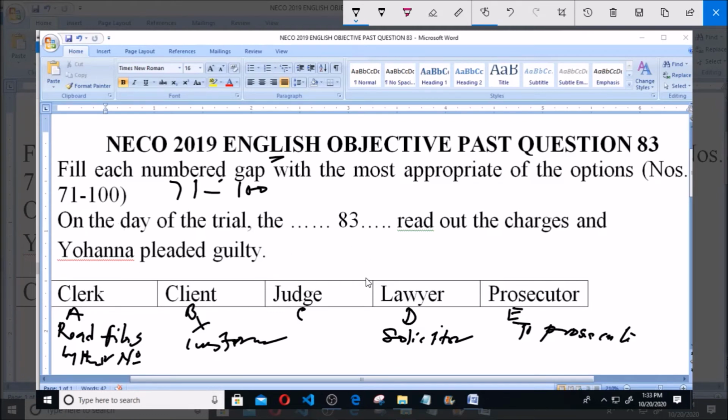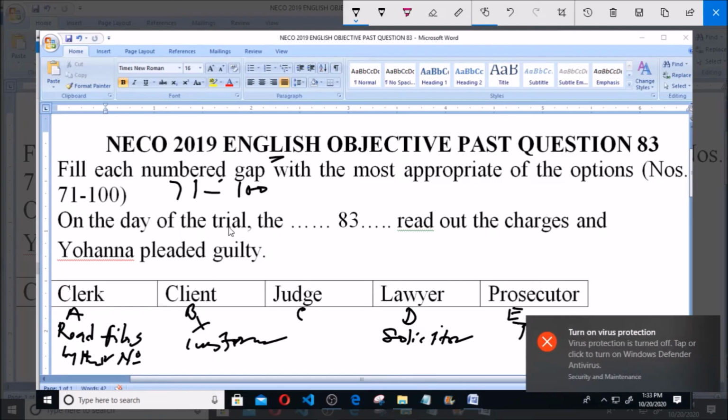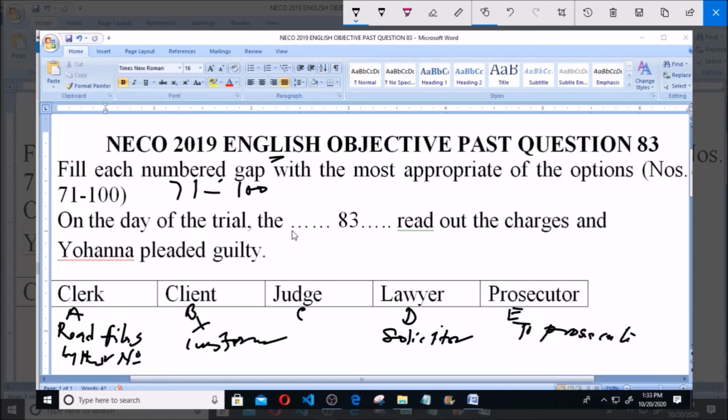So the person who reads out charges is the judge. So it's the judge that reads out charges. Findings show that on such a day, at such a time, in such a month, on such an occasion, you were found with so and so. So that is the duty of a judge. But the duty of a clerk is to call files.